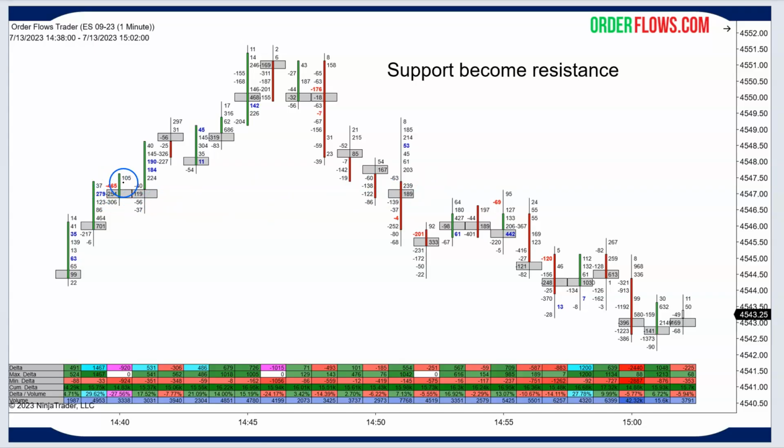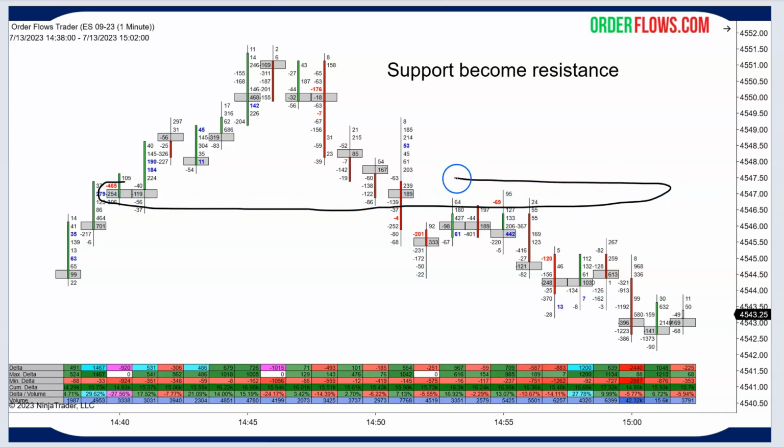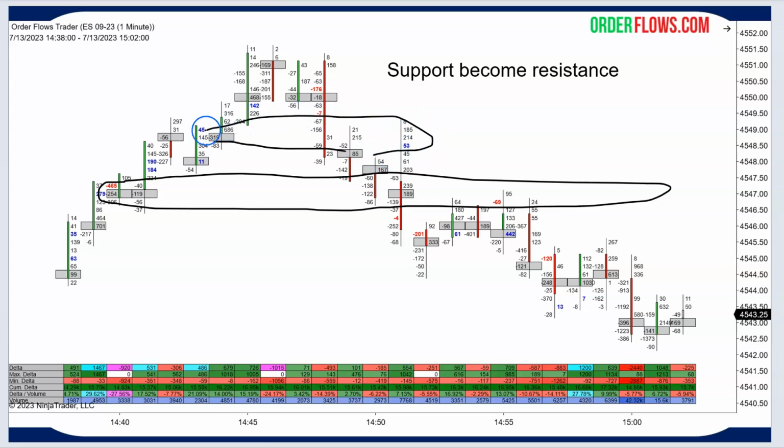So I got this area here. You can see, look at this. This is where my heavy bids were. Now it's becoming my resistance here. And the market went down. We hit it, we bounced back again, we traded back into it, and we went up and ran into some resistance up here, which coincides with this level here.